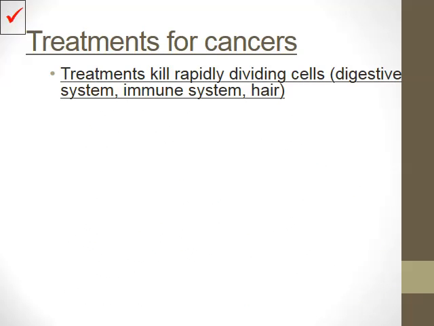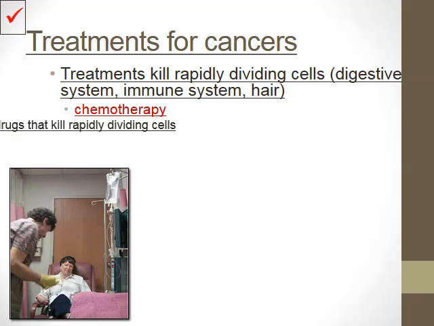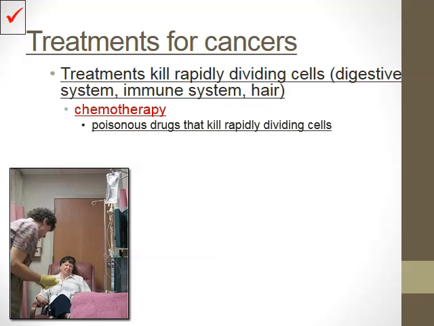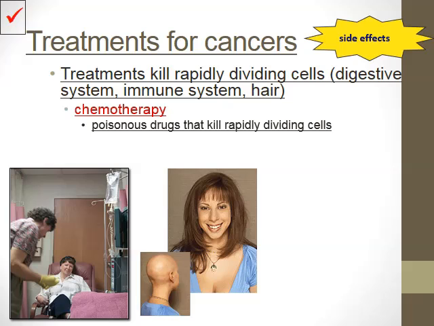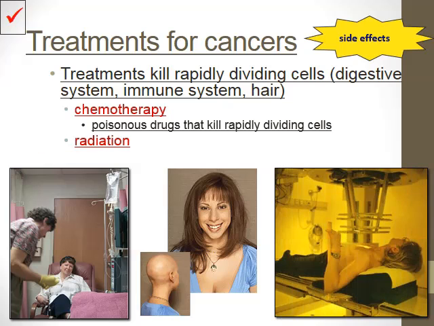So treatment for cancer. Treatments are primarily used by killing rapidly dividing cells. These cells include things in your digestive system, your immune system, as well as your hair. Different methods for this include chemotherapy, which are poisonous drugs that kill rapidly dividing cells. Some side effects include hair loss, and there's also radiation. Radiation is using a high energy beam that kills the rapidly dividing cells.